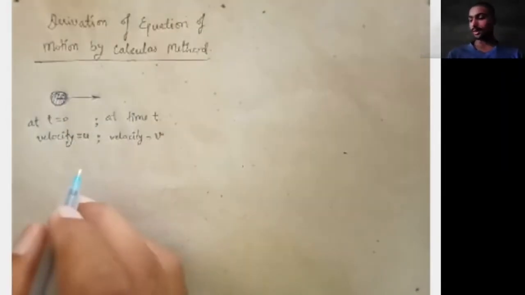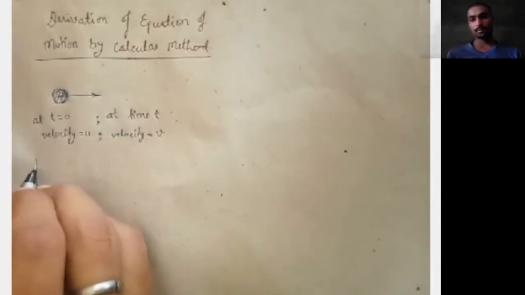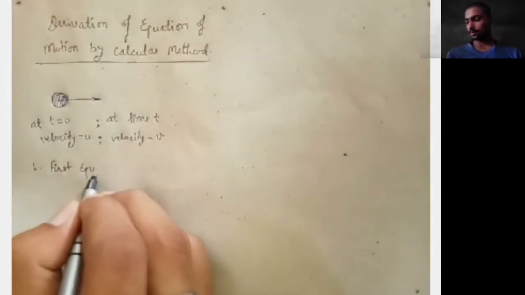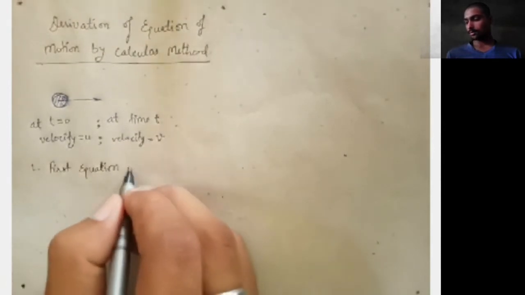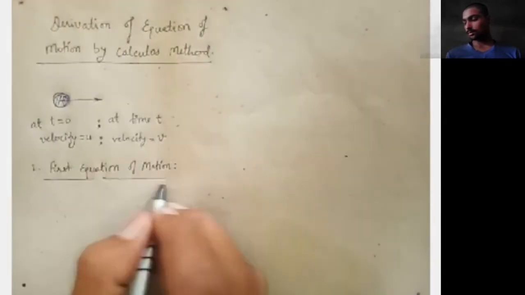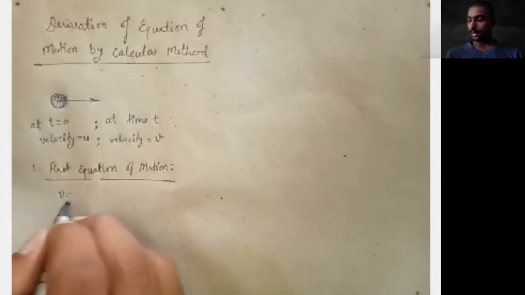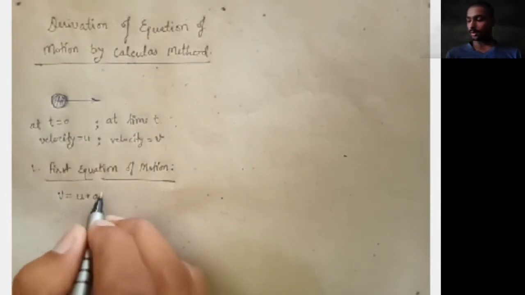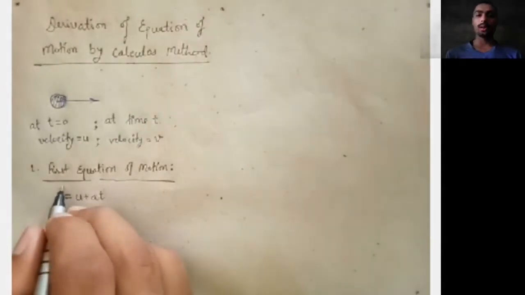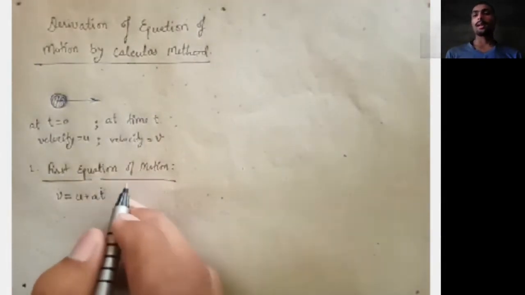Okay, now let's proceed further, since we are going to derive the first equation of motion. What is the first equation? First let's write it. That is v equal to u plus a t. I am sure that you already know the meanings: v is final velocity, u is initial velocity, a is acceleration, and t is time.